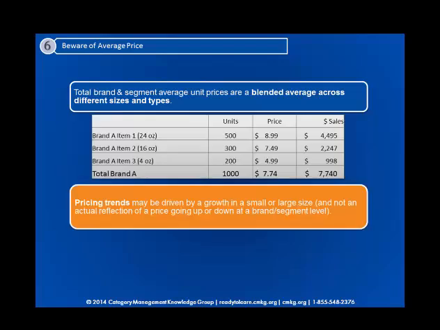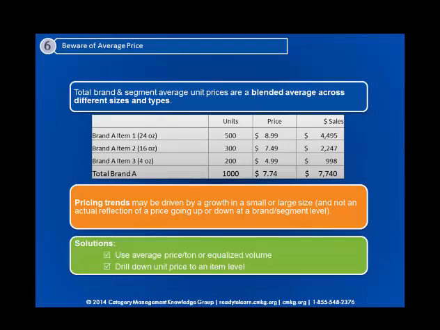So let me show you an example to show you what I'm talking about here. If we look at this one, you can see that brand A has 3 items of all different sizes and prices. My brand A average price is $7.47. Think about if item 1 grew by 100 units and item 3 declined by 50 units, it would show average prices increasing. But it's actually shoppers switching to a more expensive size.